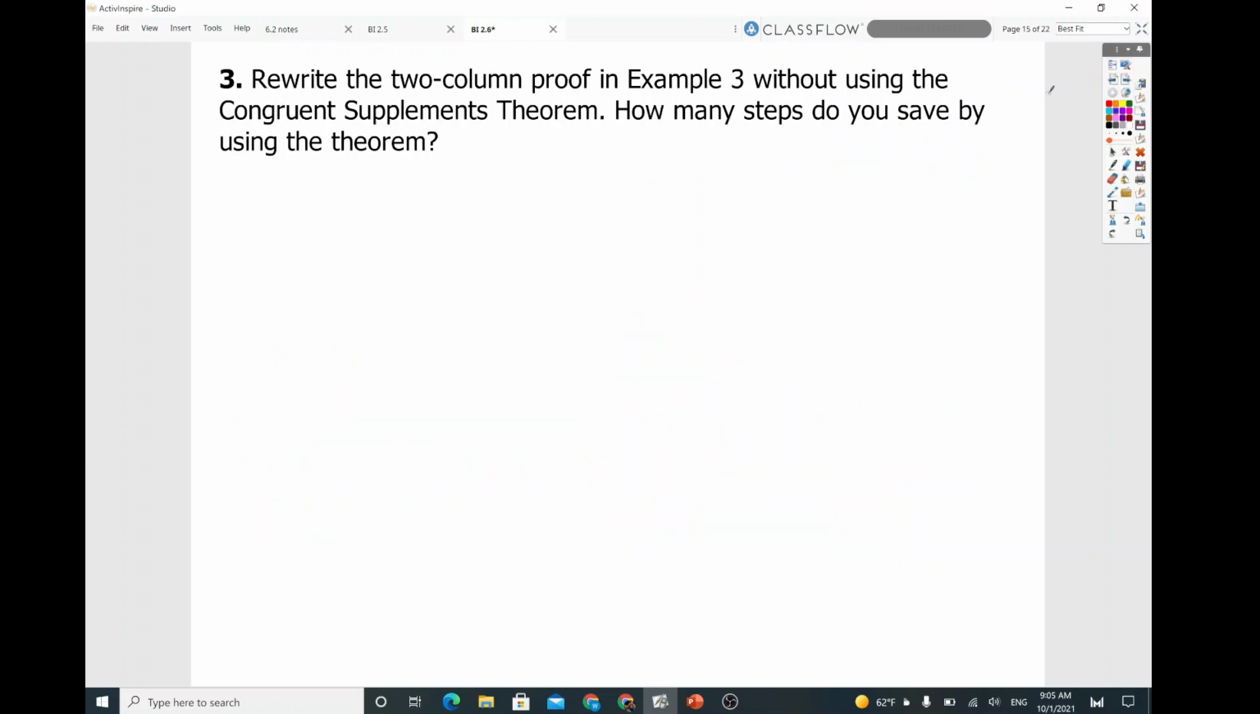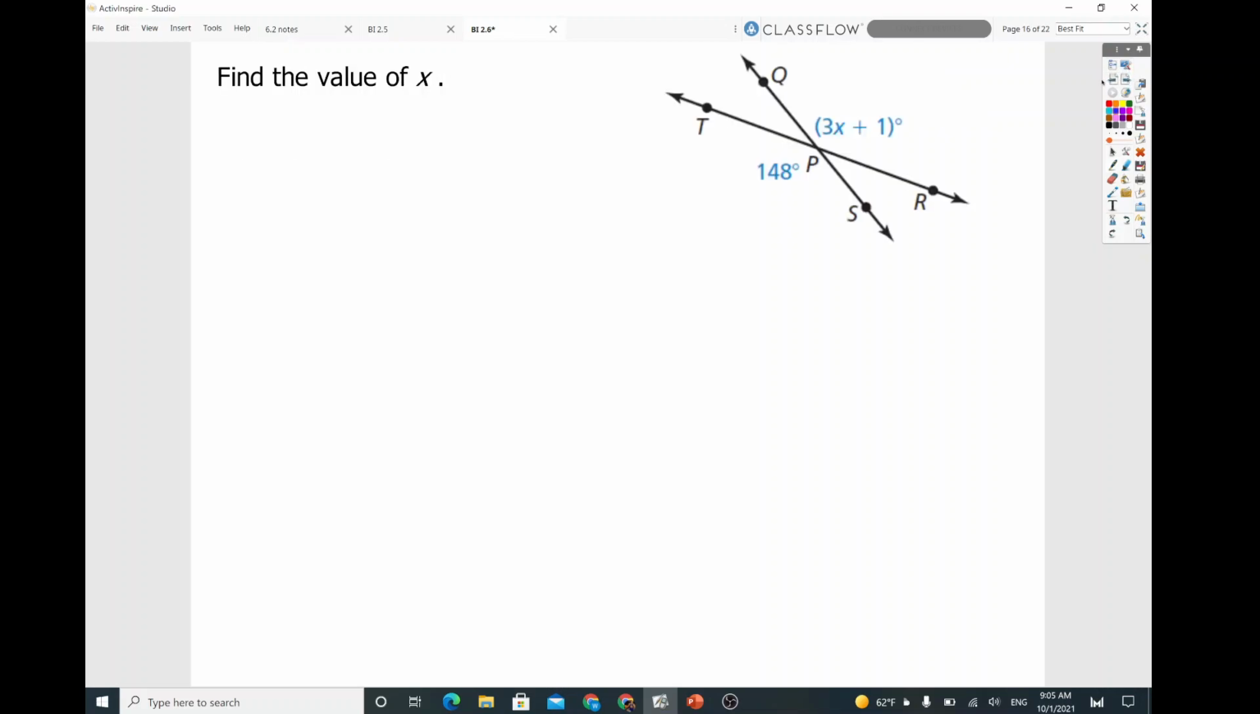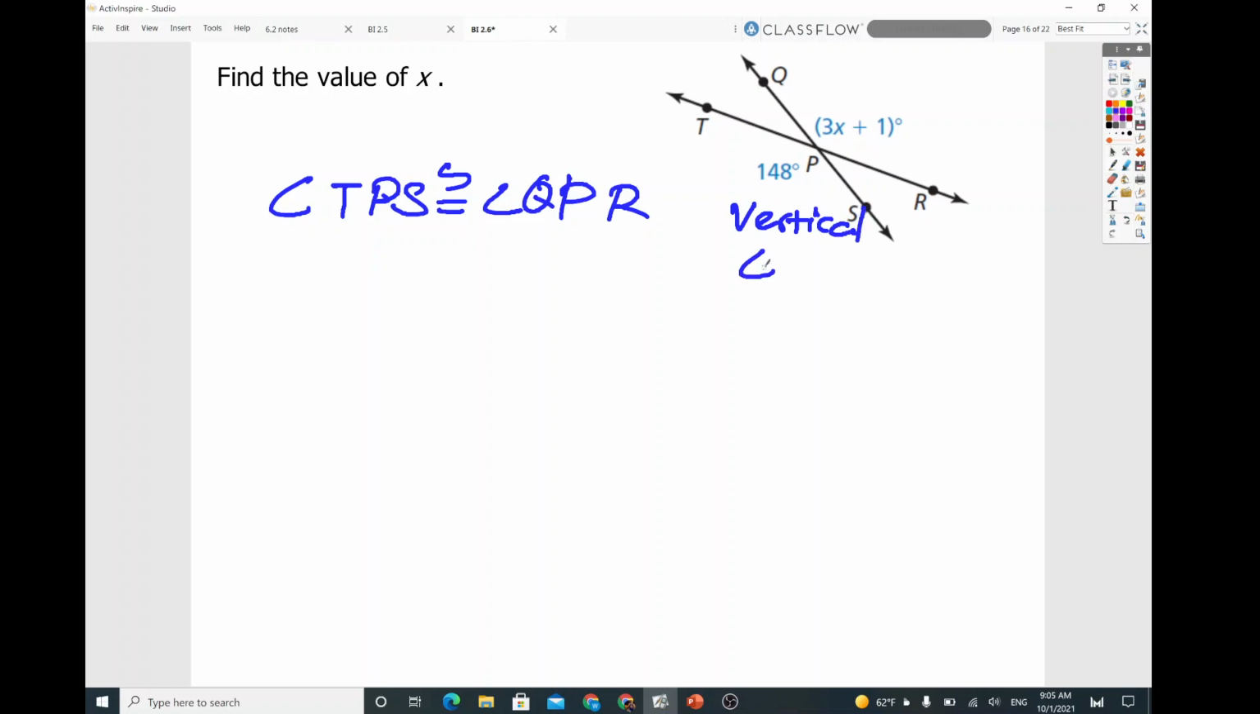Rewrite the two-column proof in example 3, so definitely you can just go back to it. Step 1, step 2, the reason with the statements. So find the value of x. One thing that we notice is angle TPS is congruent to angle QPR. And the reason for that is because this one is what? Vertical angles. Definition of vertical angles. So therefore TPS, 148, is the same as 3x plus 1.